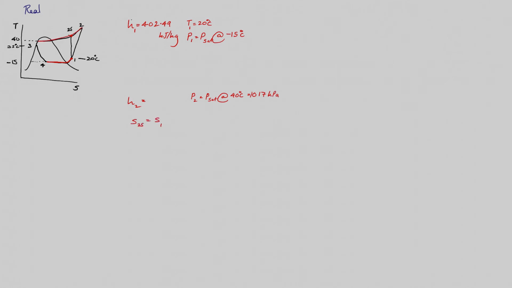And we know point 2s has the same entropy as point 1. We can find P2 and s2s values to find h2s. And we know the isentropic efficiency of the compressor is h2 minus h1 divided by h2s minus h1. So the only thing that we don't know from this equation is h2, so we can find h2.